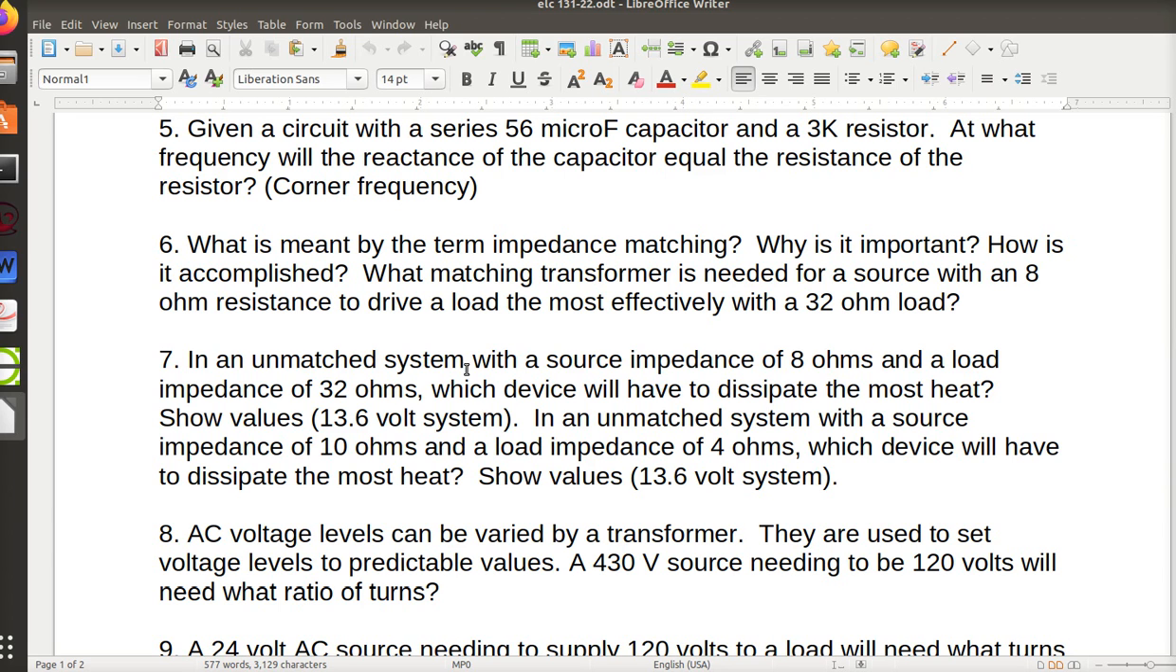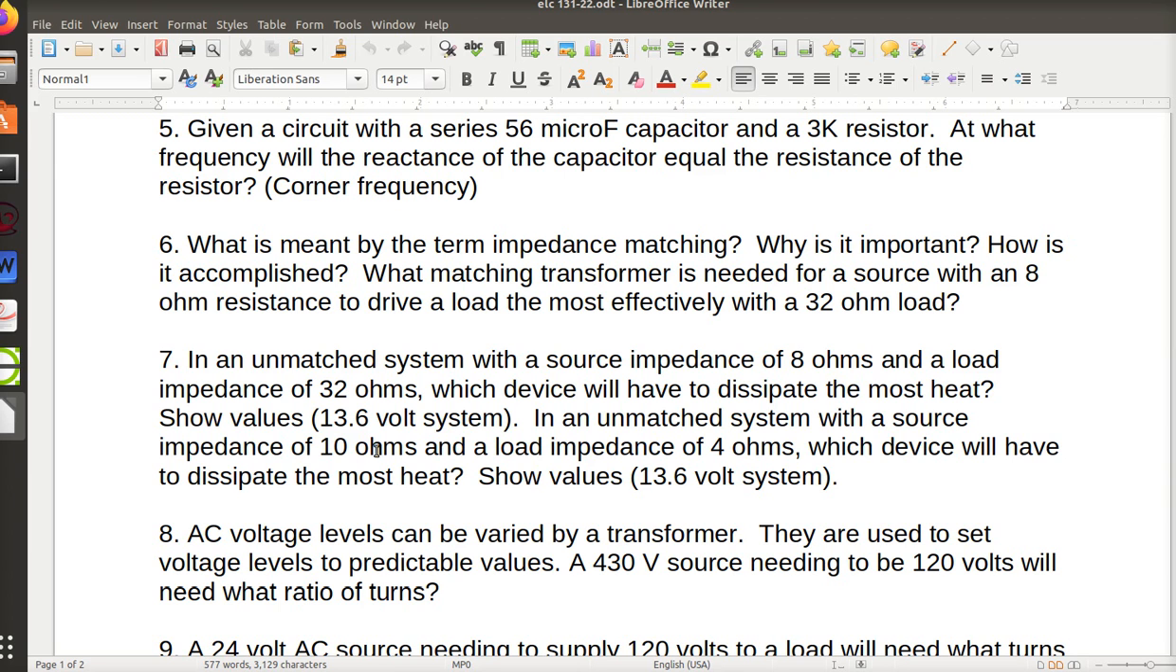So in an unmatched system with a source impedance of 8 ohms and a load impedance of 32 ohms, which device will have to dissipate the most heat? So if I've got 8 ohms in my source, 32 ohms in my load, and they are in series, 13.6 volt system, then I can talk about how much current it is, and then I can calculate the power.